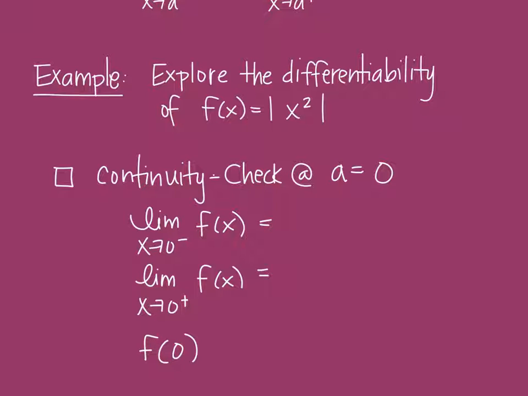And we want to check that all three are equal. So for sure, if we plug in 0 from the left, we're plugging in a negative number, but we square it, and it becomes positive, so 0. We plug in 0 from the right, we square it, we get a positive number, and then we plug in 0, and we get 0. So our continuity check is good.